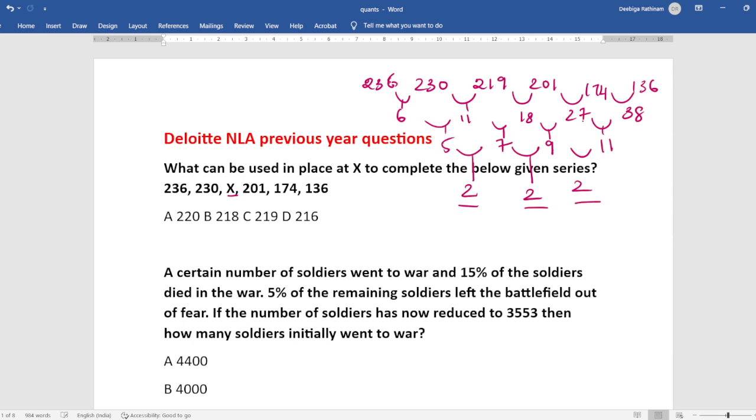Right? So if you put 219 here, you'll get this. Anything other than 219, you'll not get it. So you'll have to do trial and error with each option, and you'll have to find the answer in this way. Okay, now let's go to the next question.